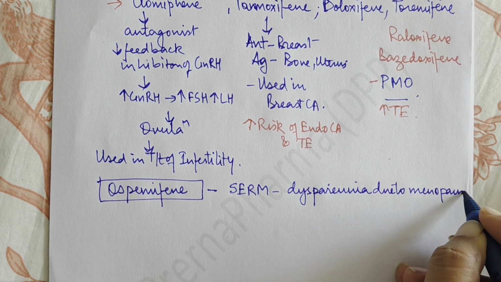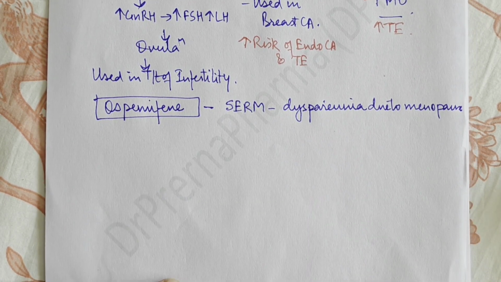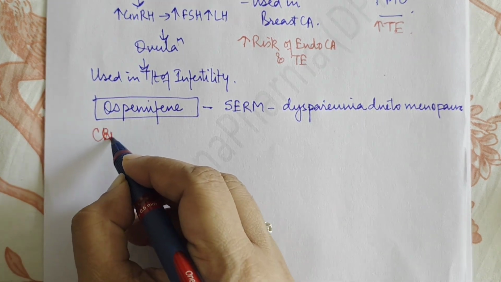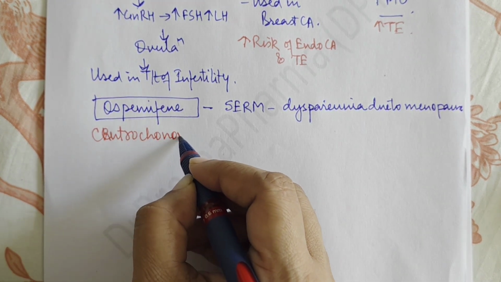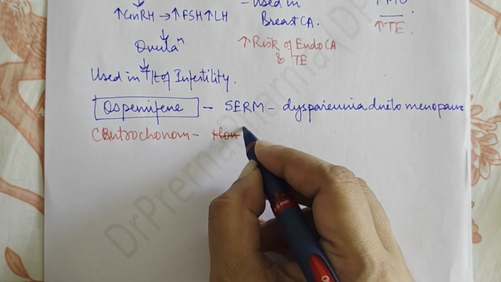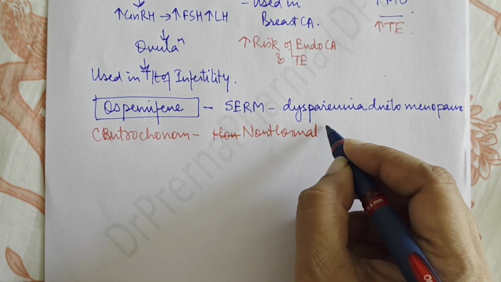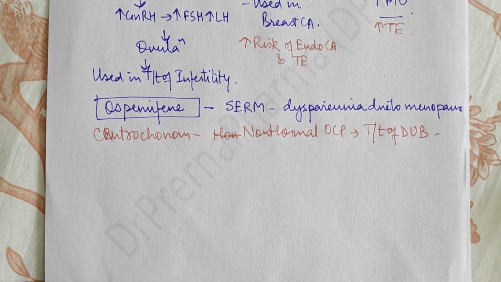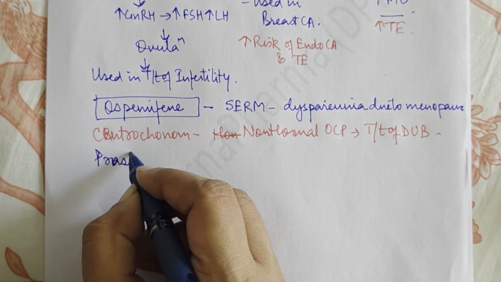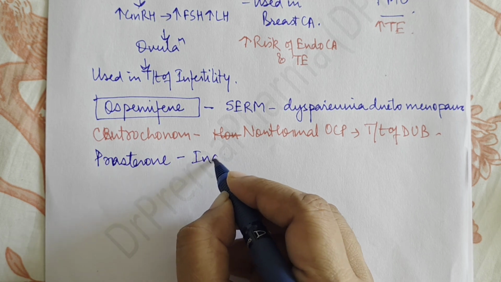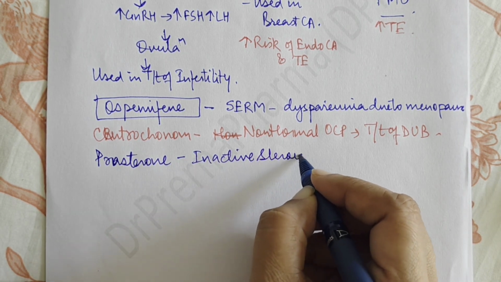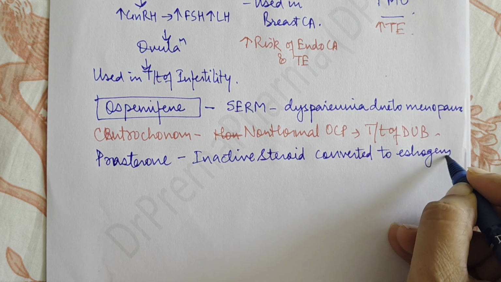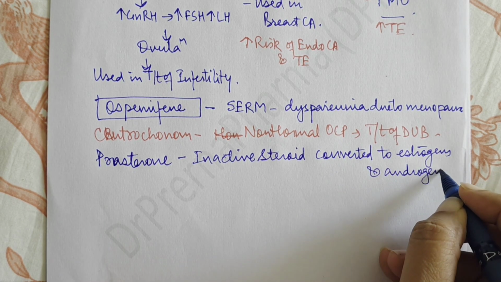So in menopausal females, ospemifene is a new SERM which is used in this particular condition. Then we have a drug which is called centchroman. Now this is basically a non-hormonal OCP. It is also approved for the treatment of DUB, right? Then there is another new drug, prasterone. Prasterone is an inactive steroid which is converted to estrogens and androgens, right?